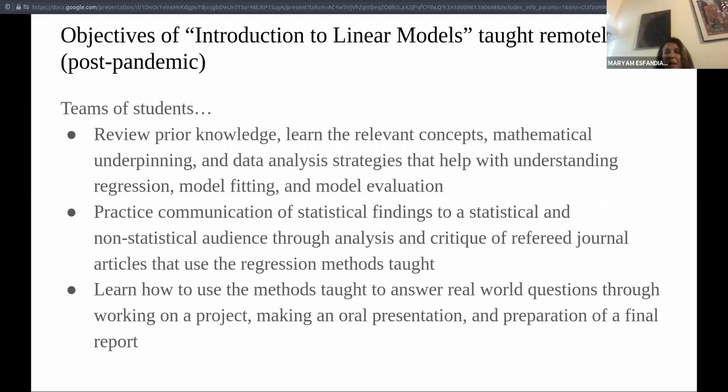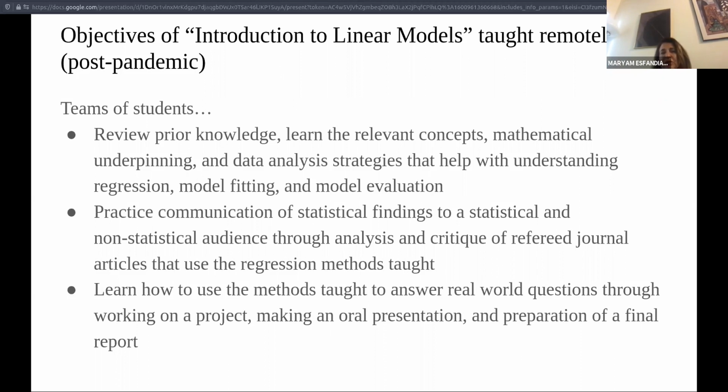Okay, then the objectives of the linear model, which is our 101A class. The first thing that we do is make sure that they have the prior knowledge of math and so on, about model fitting, regression, and so on. Then we have them practice communication skills by writing the data for a statistical, non-statistical audience. And we help them answer real world questions on a project using the methods they learned.